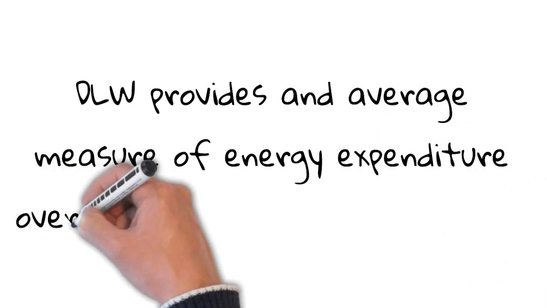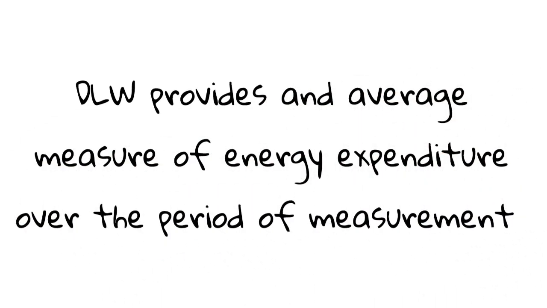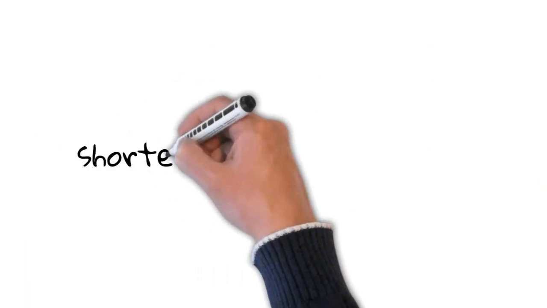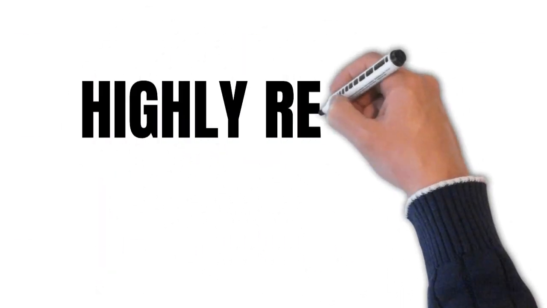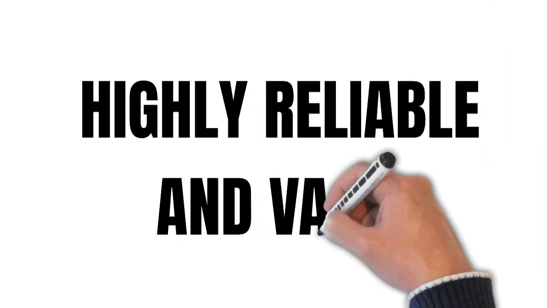Doubly labeled water provides an average measure of energy expenditure over the period of measurement, which is typically several days. This allows for the calculation of an individual's average daily energy expenditure. Doubly labeled water can also be used to estimate energy expenditure over shorter or longer periods, depending on the specific research question. Doubly labeled water is considered a highly reliable and valid method for measuring energy expenditure in humans.